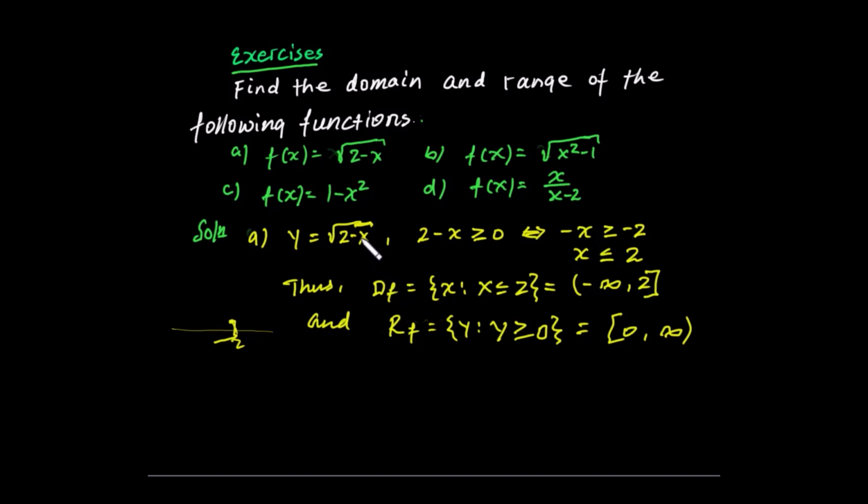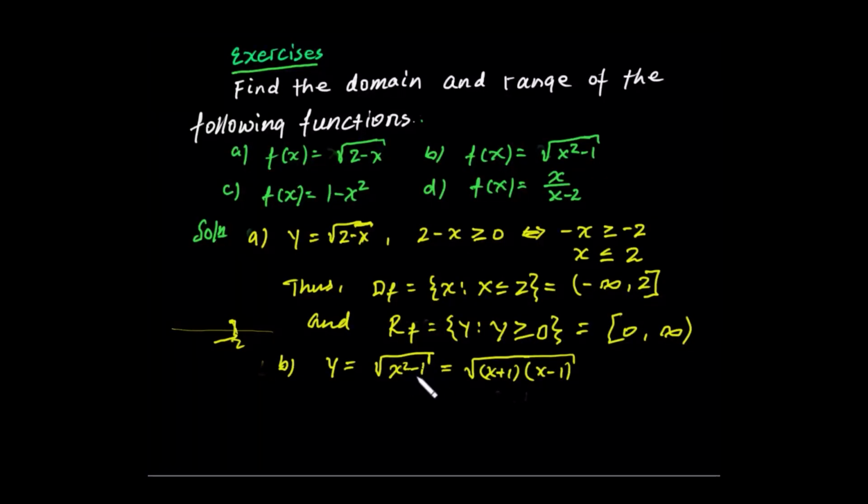For example, take negative 4: 2 minus negative 4 is 6, and the square root of 6 is positive. Take negative 6: 2 minus negative 6 is 8, and the square root of 8 is positive. Whatever negative number below 2 you take, the value of y is always positive, and 0 when x equals 2. So this is our range. Now part b: y is equal to the square root of x squared minus 1.